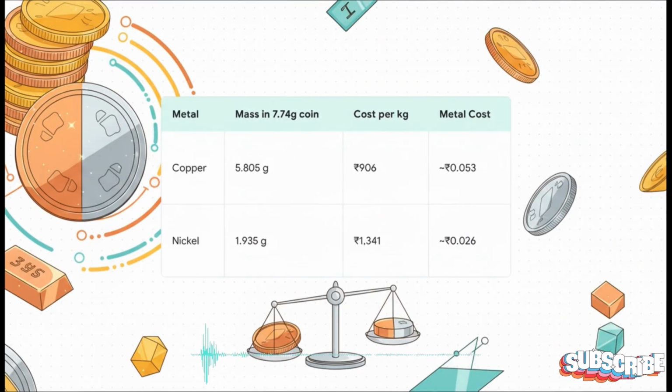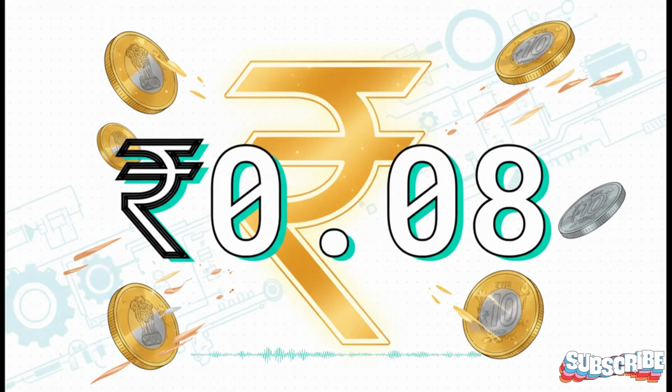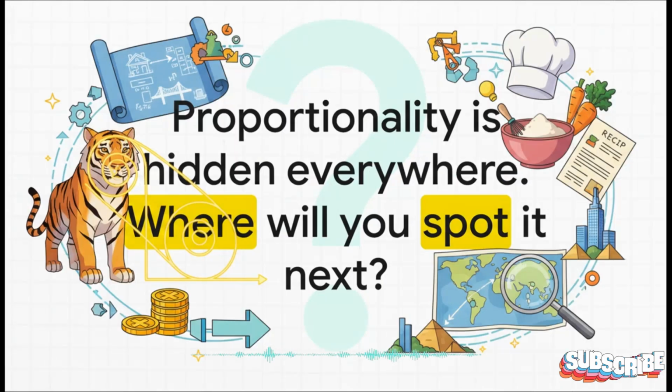So first we use our ratio to split up the coin's total weight of 7.74 grams. 3/4 of that is copper, and the other quarter is nickel. Then we look up the current market price for each metal per kilogram, and from that we can calculate the cost of that tiny, tiny amount that's inside the coin. So what's the grand total when you add up the value of the copper and the nickel inside a 10 rupee coin? The raw metal is only worth about 8 paise. That is less than 1/10 of a single rupee. It really shows you that the true value of money is in what we all agree it represents, not what it's physically made of.